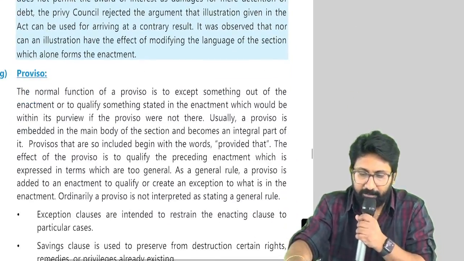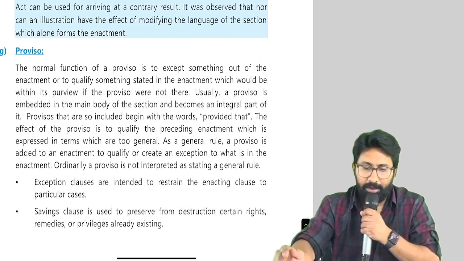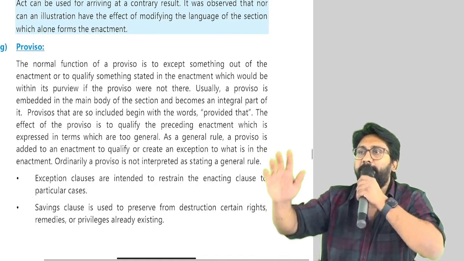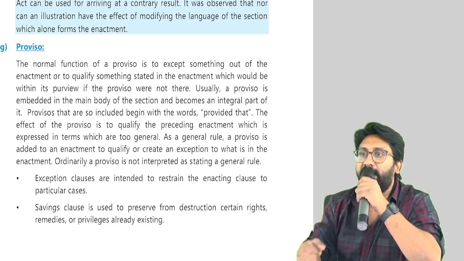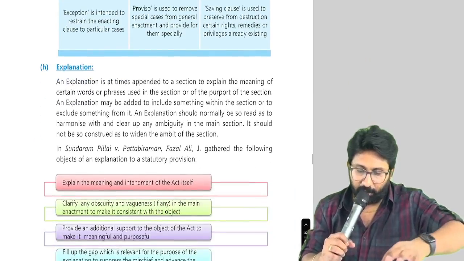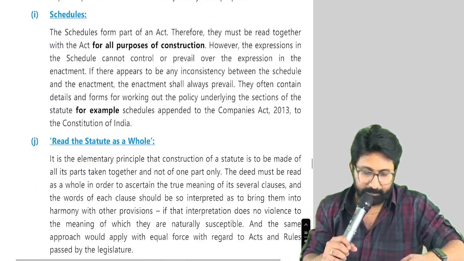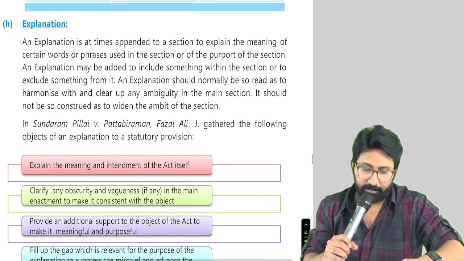Next. What we completed now? Illustrations. Next one. How many completed out of 9? 5 completed. Okay, how many are still there? 4. In that, we are going to cover small things first. Write down. Explanation.